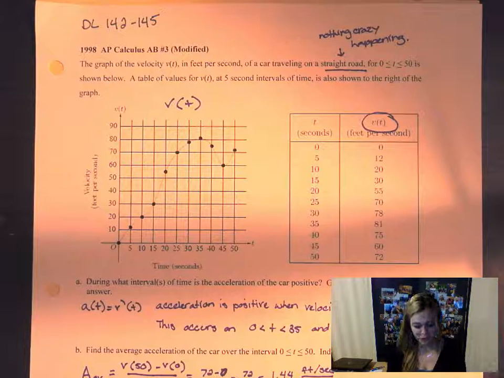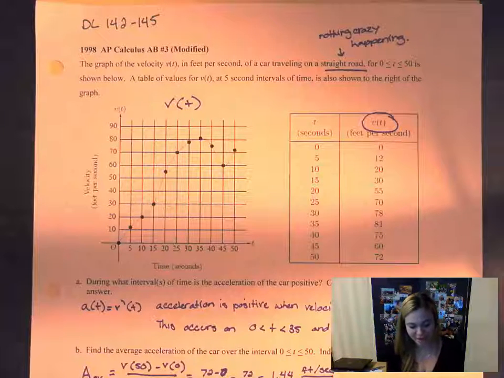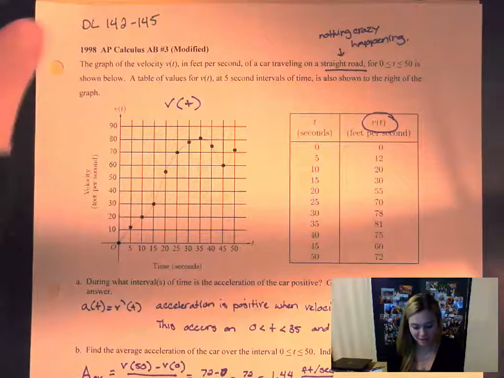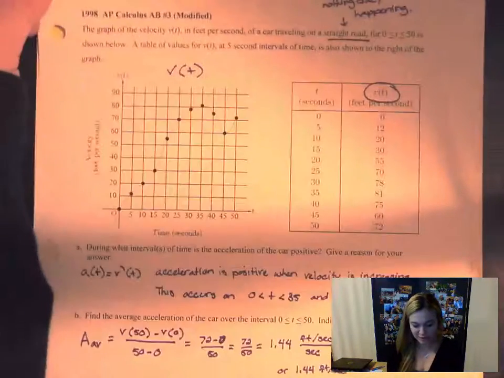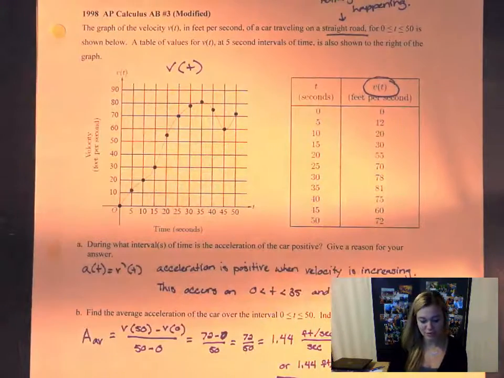So this first question, from 1998, we're taking it way back. I feel like I should be on a radio program right now. But in 1998, this is from the AP Calculus exam that year. And this graph was given of velocity. And then the same table that represents this graph was given.